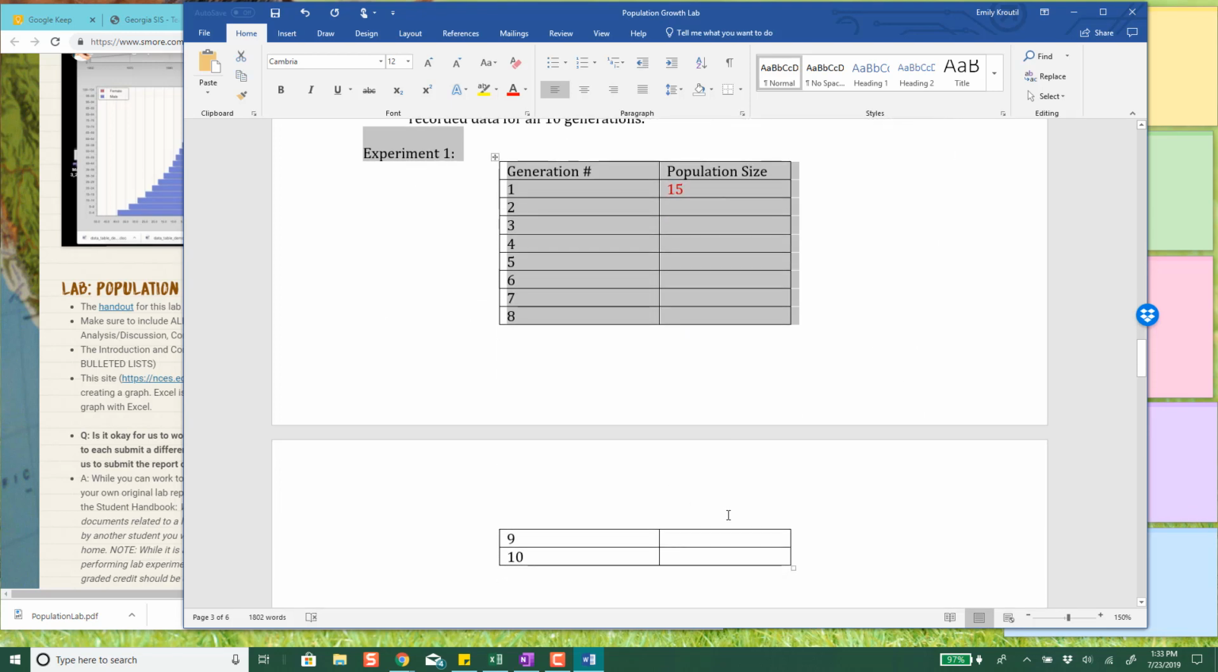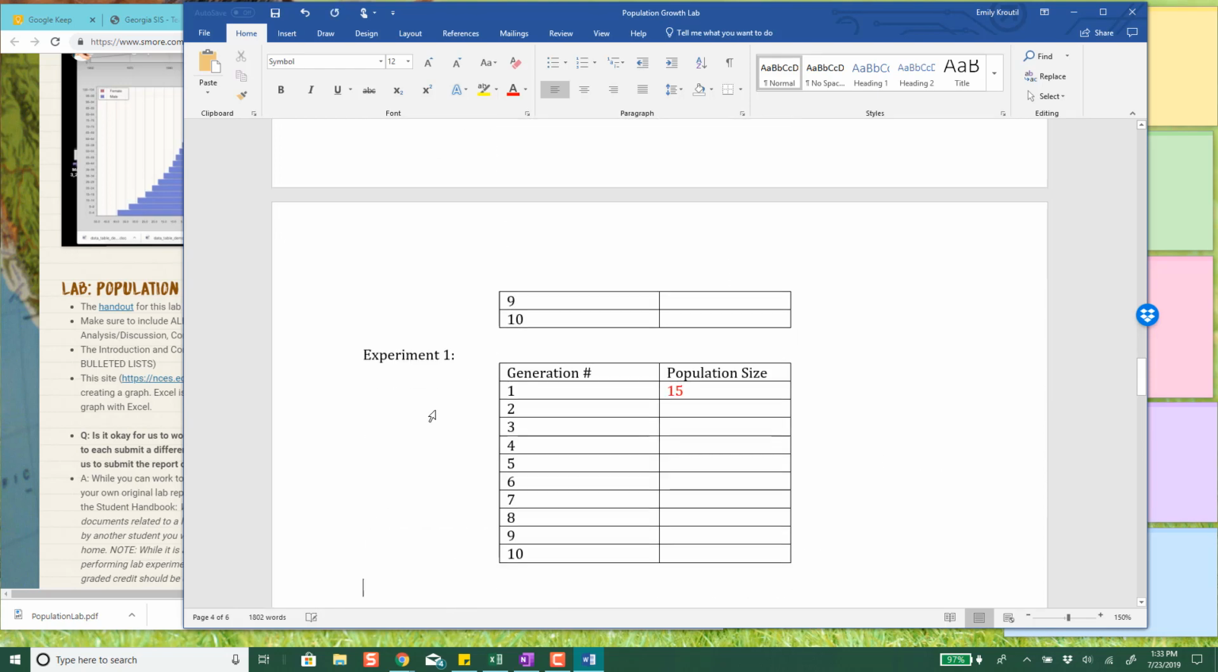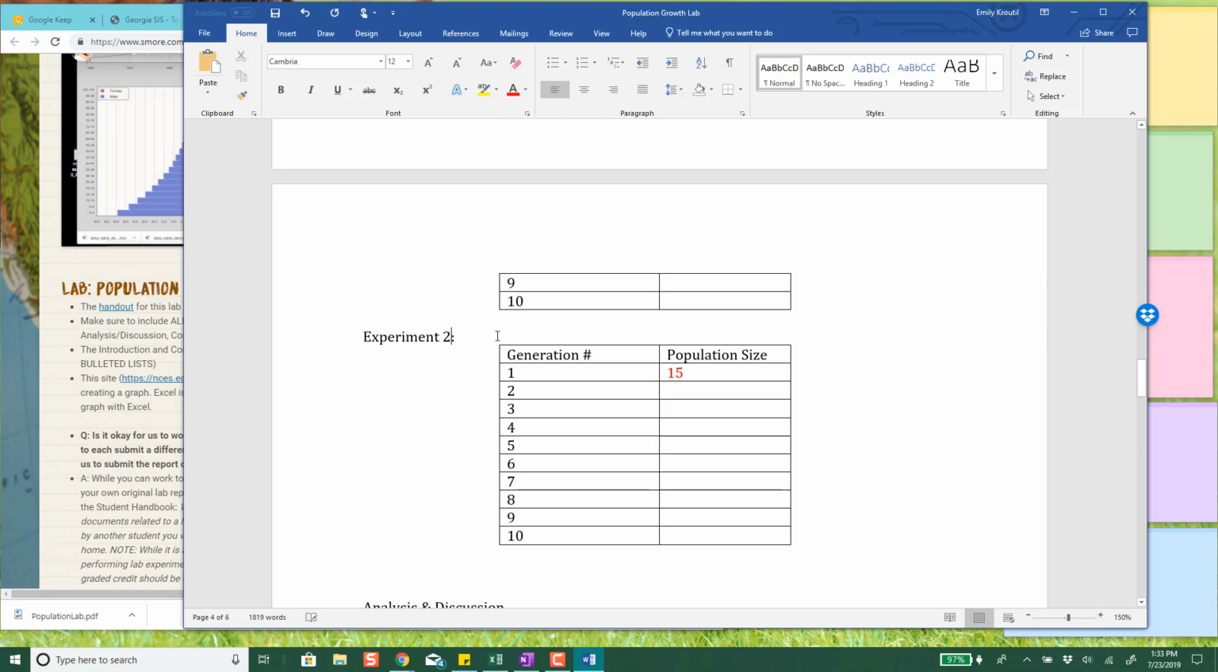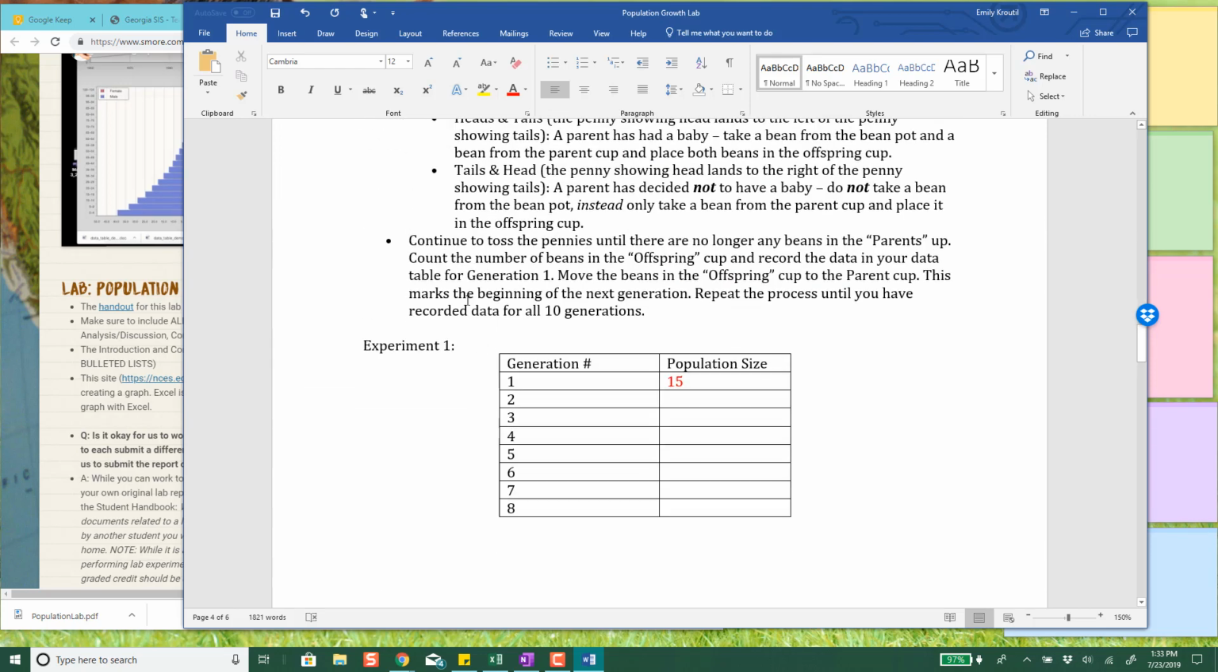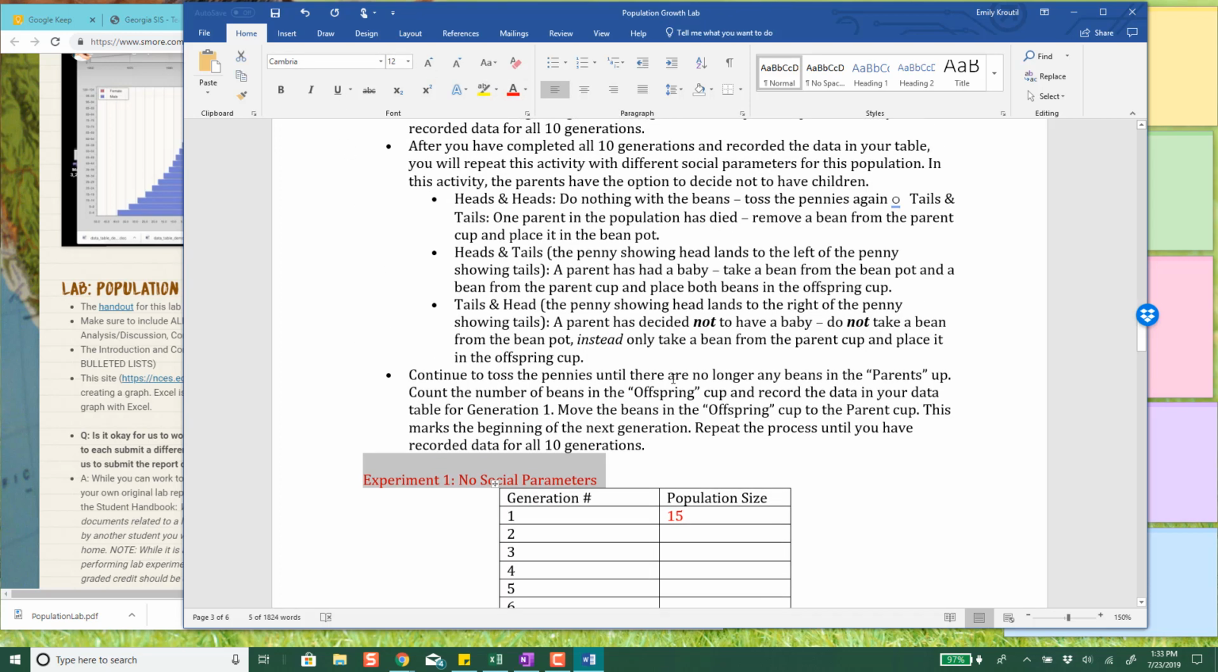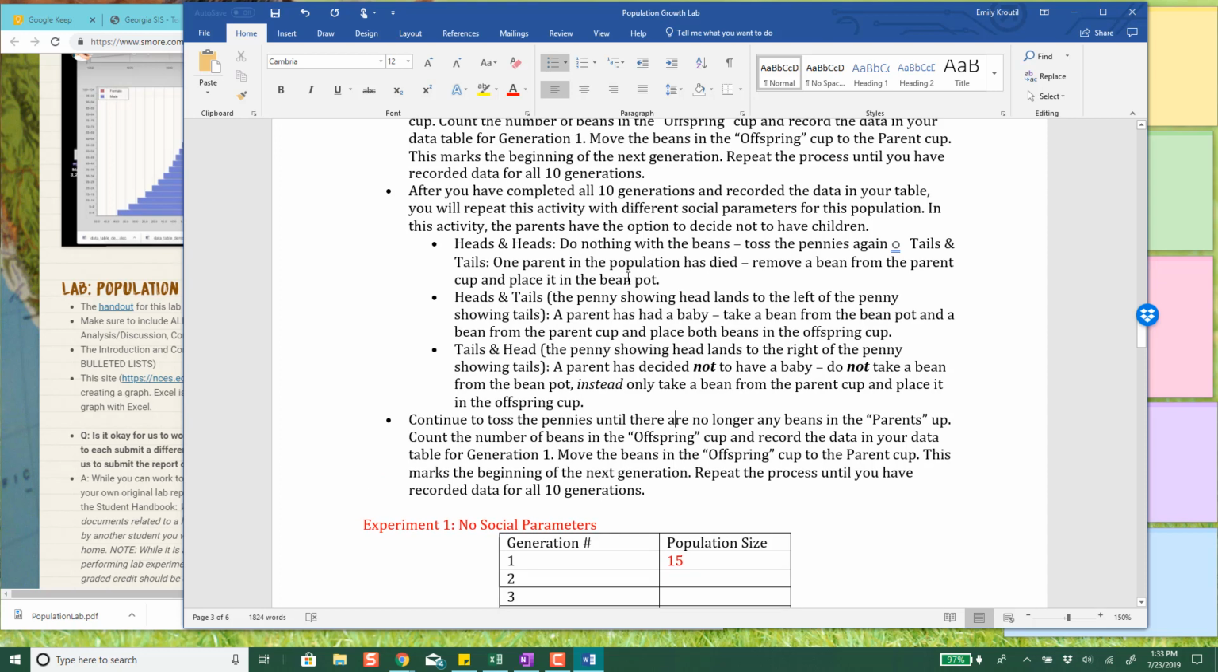Then we're going to do this again. I'm going to take this data table and make a new one, and I'm going to call this experiment 2, and this one has social parameters. And we'll call this one no social parameters. So in experiment 2, you're going to do the same thing, but it's going to be just a little bit different. If you have heads and heads, you'll do nothing with the beans, you'll just toss them again.